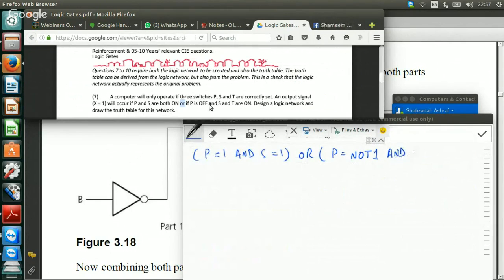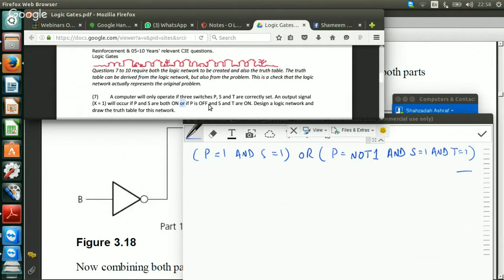The second thing is S and T both are 1. So S is equal to 1 and T is 1. So this is the whole equation. The trick of making the logic circuit out of the equation, one thing that I used to tell my students, and that will help later on: start making the circuit, start solving the equation from the right hand side. For example, first start with this bracket part, and within this bracket part, first solve this equation.